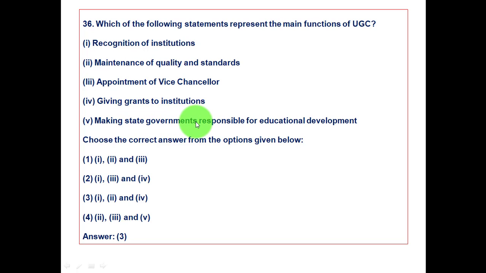Then making state government responsible for educational development, no, this is not a function of UGC. So recognition of institutions, maintenance of quality and standards, and giving grants to institutions are the main functions. So 1, 2, and 4, and that is option 3. So the answer is 3. Clear?